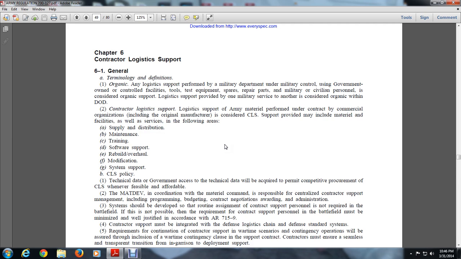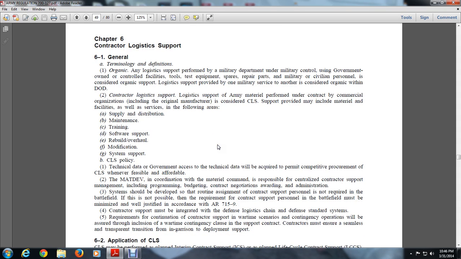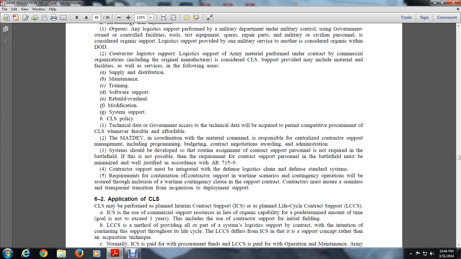3. Contract support personnel are not required to be assigned to the battlefield. If not possible, the requirement for contract support personnel on the battlefield must be minimized while justified, in accordance with AR 715-9. 4. Contractor support is integrated with the defense logistics chain and defense standards. 5. Requirements for continuation of contractor support in wartime scenarios and contingency operations will be assured by inclusion of wartime contingency requirements in the support contract. The contractors must ensure seamless transition from initial support to deployment support.